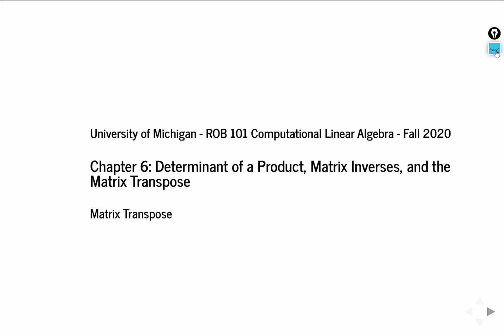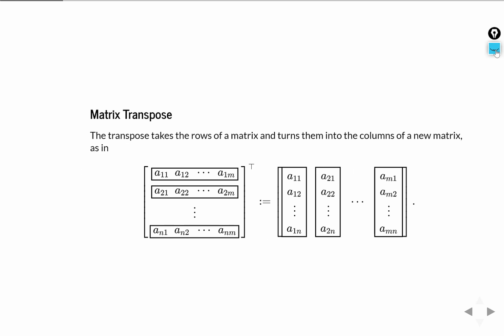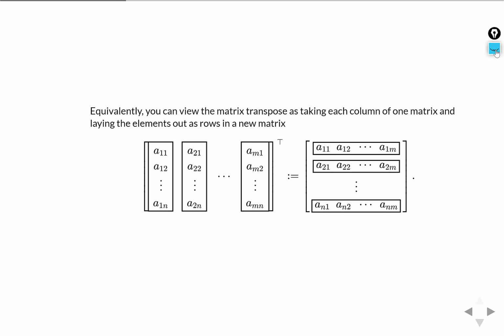Matrix transpose. The transpose takes the rows of a matrix and turns them into the columns of a new matrix. Or equivalently, we can say that the transpose takes each column of a matrix and puts them into the rows of a new matrix. So the ij entry of A becomes the ji entry of A transpose.